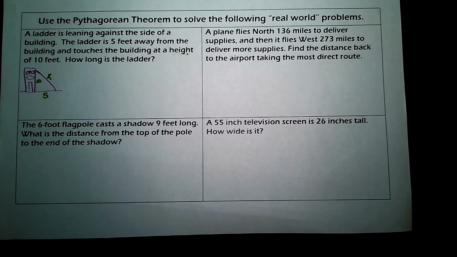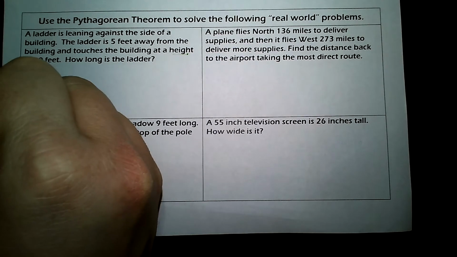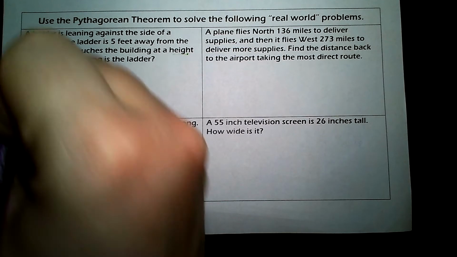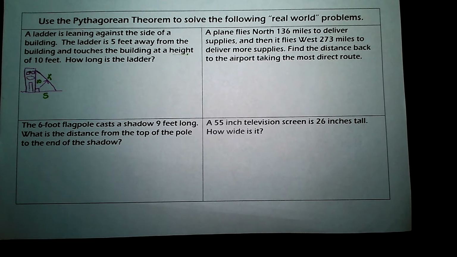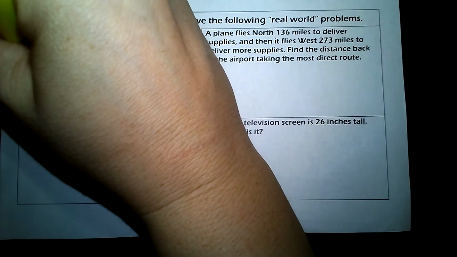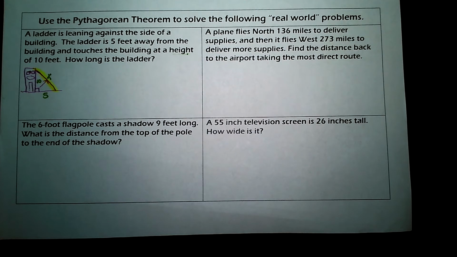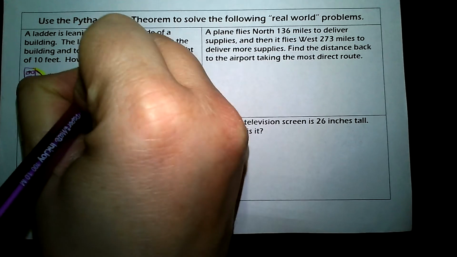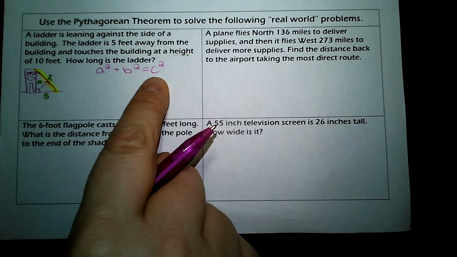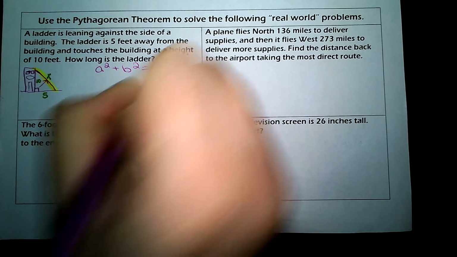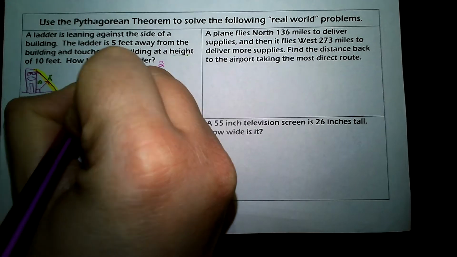All right, so what are we trying to find here? A leg or a hypotenuse? Well, hopefully I built this building at a perfect 90 degree angle or it's going to tip over. So straight across from the 90 degree angle is the hypotenuse. I'm always going to highlight that to help you out. Hypotenuse is across from the 90 degree angle. So I'm trying to solve for a hypotenuse. So we're back to a squared plus b squared equals c squared. We have a right triangle, and in this right triangle, we are trying to solve for the hypotenuse. 5 is a leg and 10 is a leg.